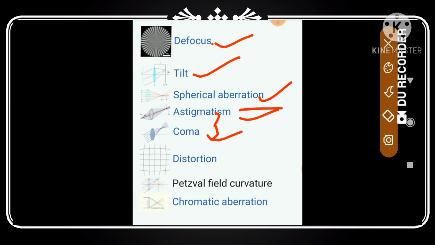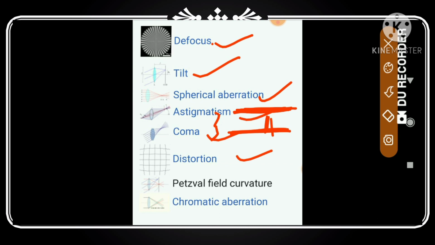The spreading takes place along the axis, and in coma the spreading of the image takes place perpendicular to the principal axis. In astigmatism, the spreading of the image takes place along the axis. This is the difference between astigmatism and coma. And the next one is distortion.